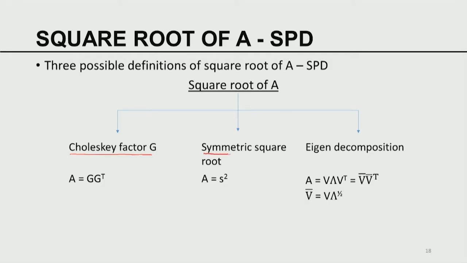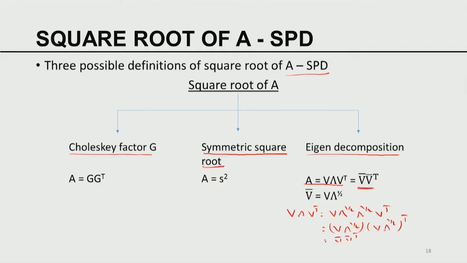A third kind of square root comes from eigen decomposition. From the module on matrices, we have already seen that any SPD matrix A can be expressed as the product V lambda V transpose. This is called eigen decomposition. So V lambda V transpose is equal to V lambda to the power half times lambda to the power half V transpose. This is equal to V lambda to the power half times V lambda to the power half transpose. That is equal to V bar times V bar transpose. So here again it looks like the Cholesky factor. V bar is considered to be a square root of A, and this square root is given by the eigen decomposition.